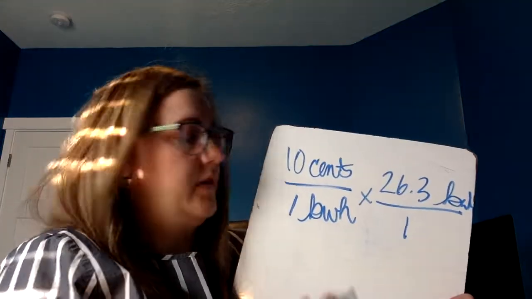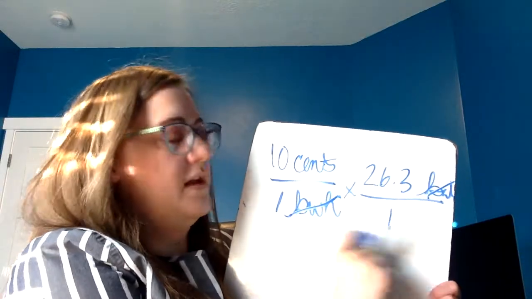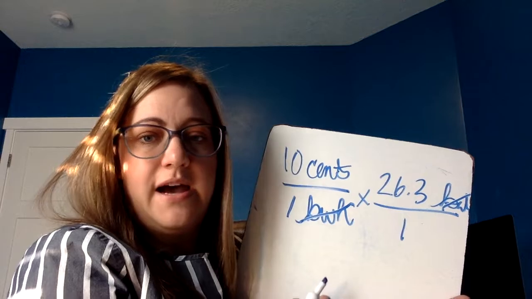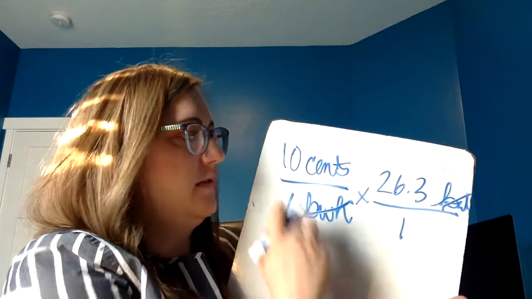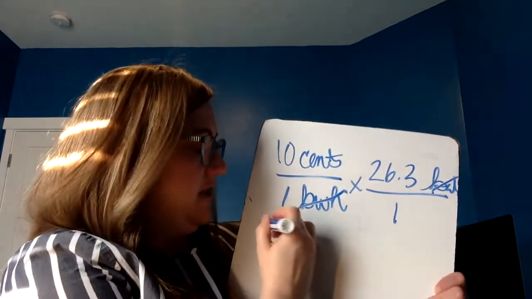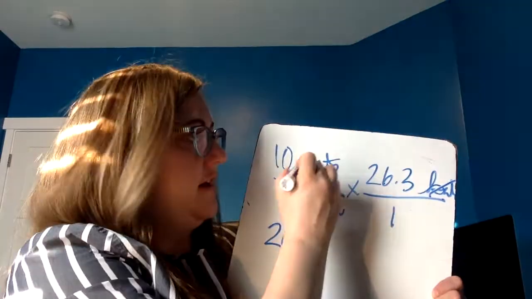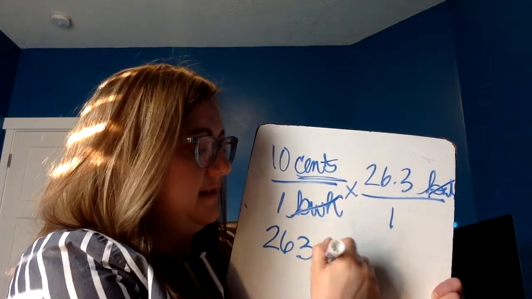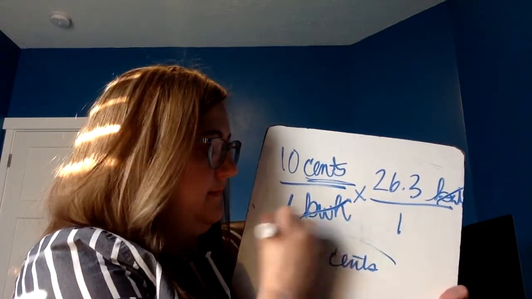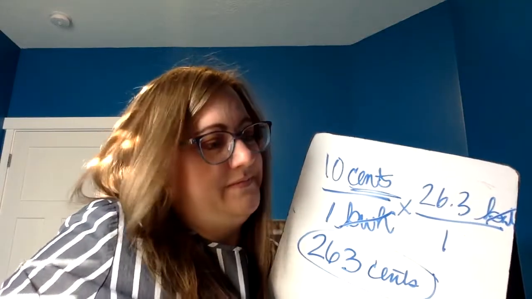All right, we are going to cancel kilowatt hours. And then we have ones on the bottom, so we can't cancel our numbers. So now we're just going to do 10 times 26 and 3/10, which gives us 263. And our label is cents. All right, pause. Do D.